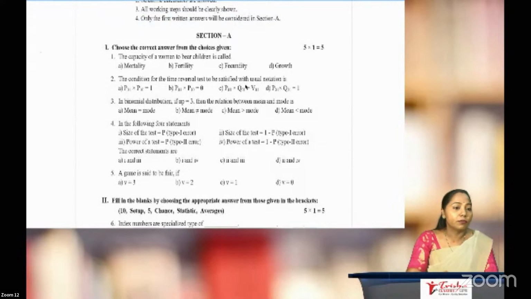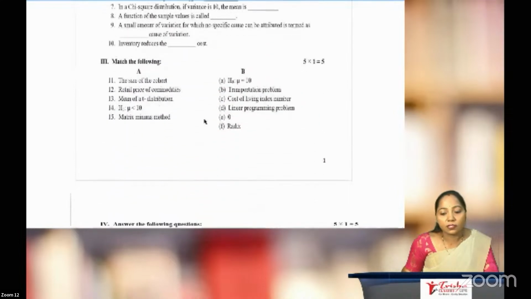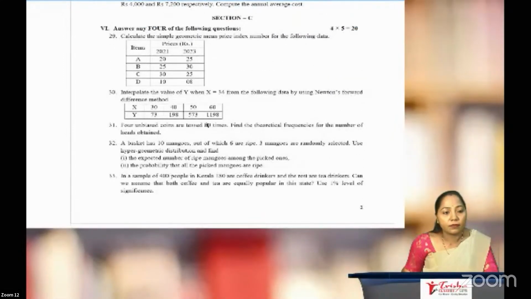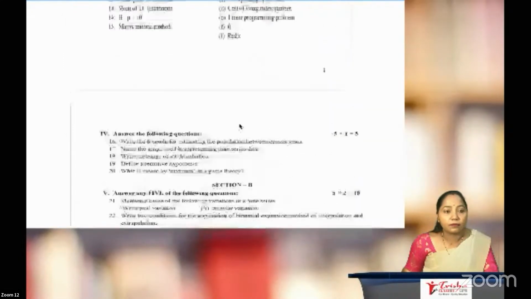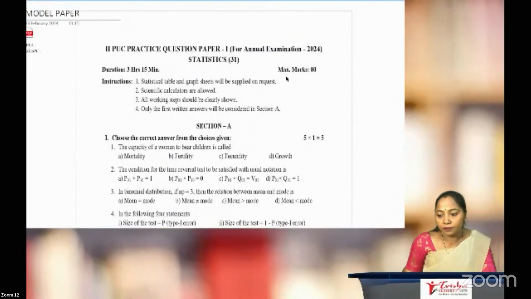Now, shall we solve the model paper? Or do you want me to discuss any chapters? Yes, dear students. Yes, okay. So let us discuss the model paper.